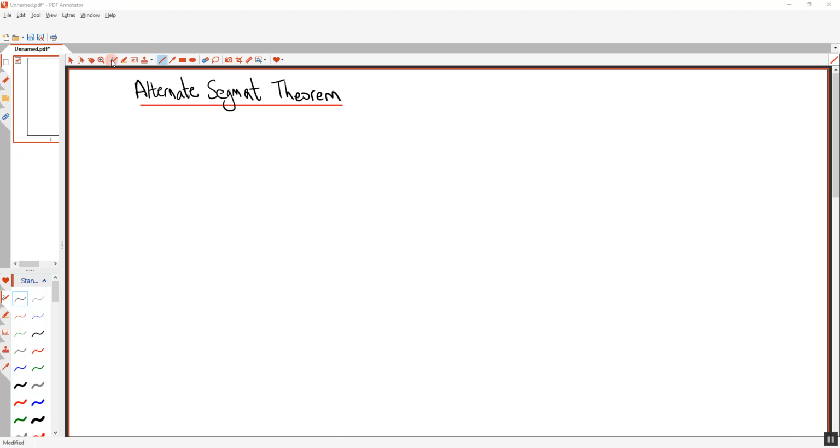So this is another circle theorem, and it's called the alternate segment theorem. We looked at this yesterday on my iMaths, but this is just to formalize it. This is the 5th of December.